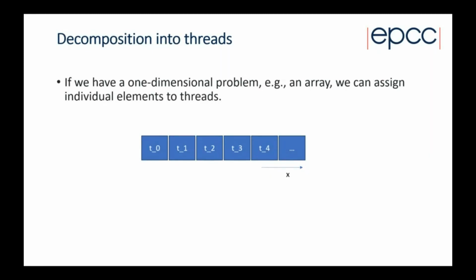So for example, if we have some form of one-dimensional problem, e.g. we have an array, we're going to assign individual elements to different threads. So if I have some array we're going to do an operation on, the first element in the array is now assigned to thread 0. Element 1 is assigned to thread 1. Okay, and we can continue that up to a certain size. Some array x.